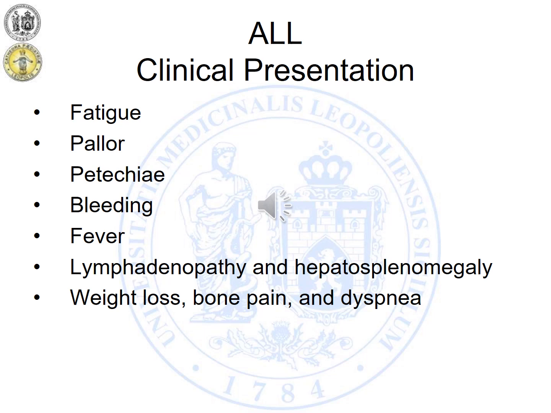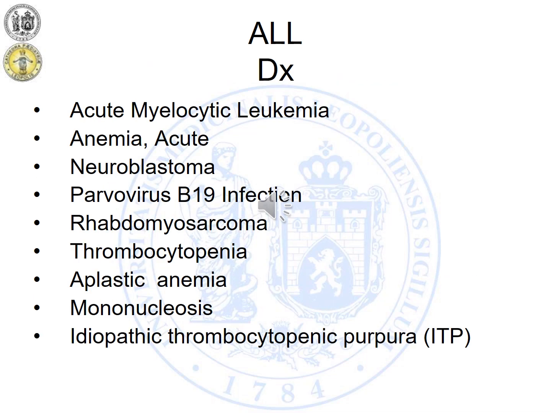Clinically, the manifestations include fatigue, paleness of skin, petechiae, bleeding, and fever. In addition, leukemic spread may be seen as lymphadenopathy and hepatosplenomegaly. Other signs and symptoms of leukemia include weight loss, bone pain, and dyspnea.